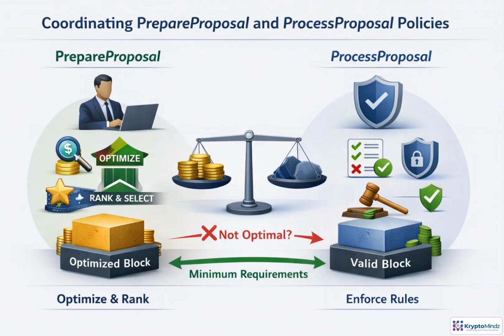PrepareProposal and ProcessProposal need a clear contract. The proposer can be ambitious, rank transactions, improve fees, reduce risk, and build the best block it can. Validators are strict in a different way. They enforce mandatory invariants, such as validity, safety, and protocol rules. A block should not be rejected just because another block would have been better. Optimization belongs to construction. Correctness belongs to validation.